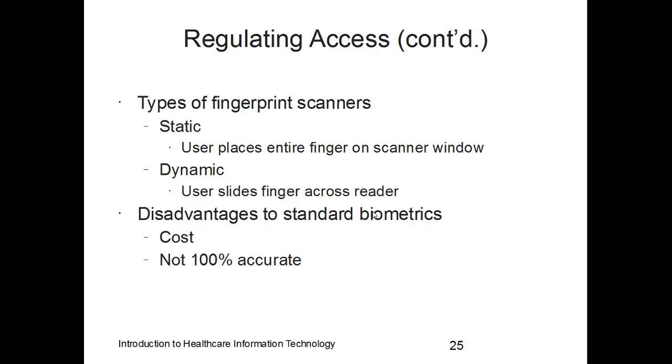Now when it comes to the fingerprint scanners, there are two kinds, either static or dynamic. In a static scanner, the user will place their entire finger on the scanner window, and in a dynamic scanner, the person will slide their finger across a reader, like how you would use a smartphone, for example. But there are some big disadvantages to using biometrics. The first is the cost. This kind of technology and equipment is not cheap, and it's not 100% accurate either.